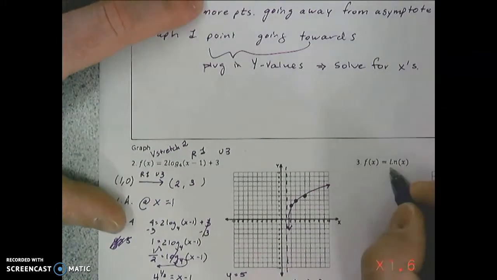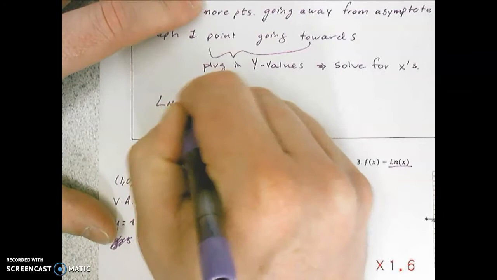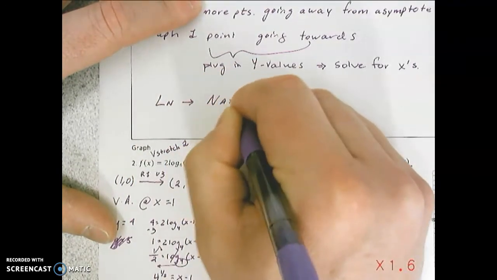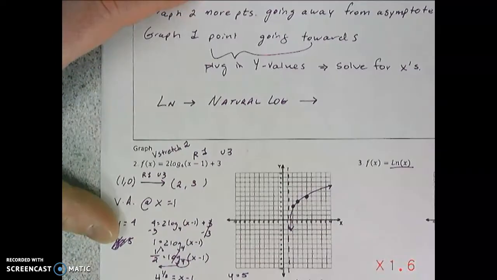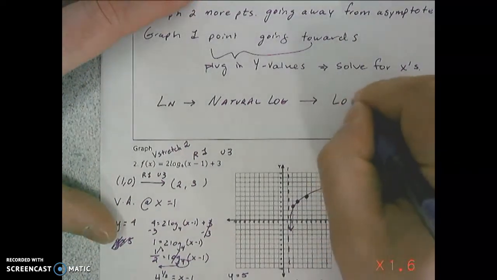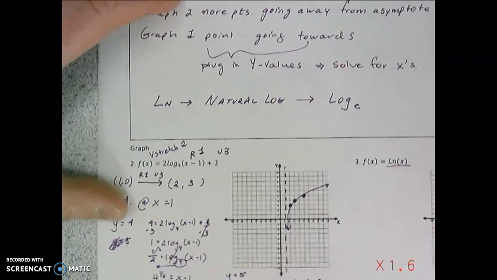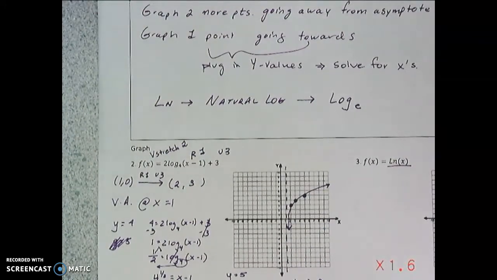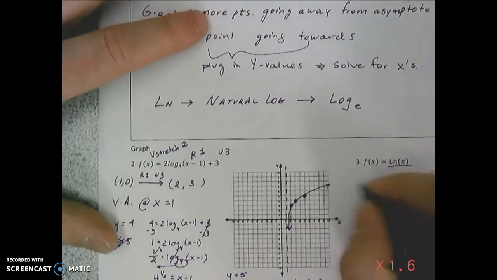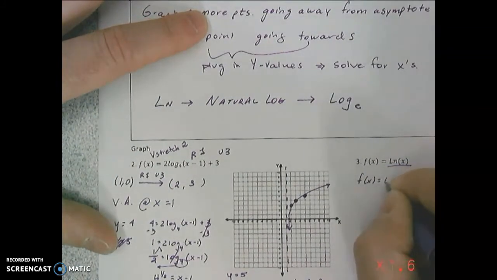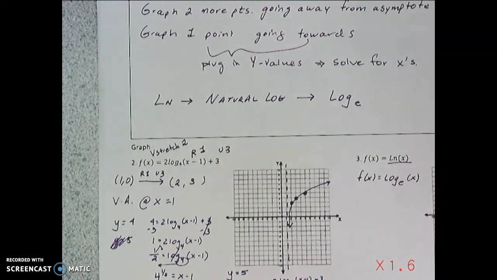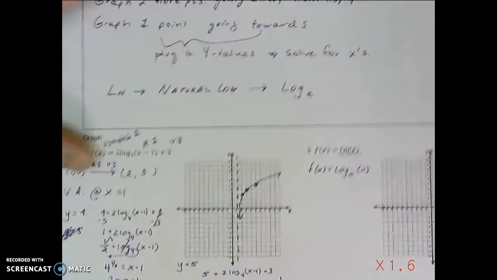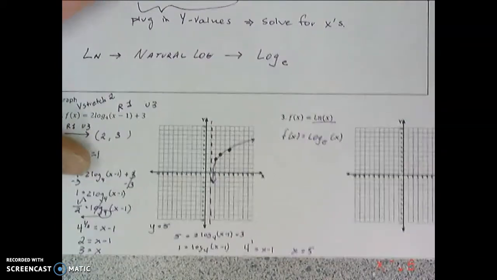All right, ln stands for the natural log, which is code word for log base e. That is the natural log. ln means natural log, which means log base e. So my suggestion for you: we could rewrite natural log as log base e. This is a parent function because there are no transformations.